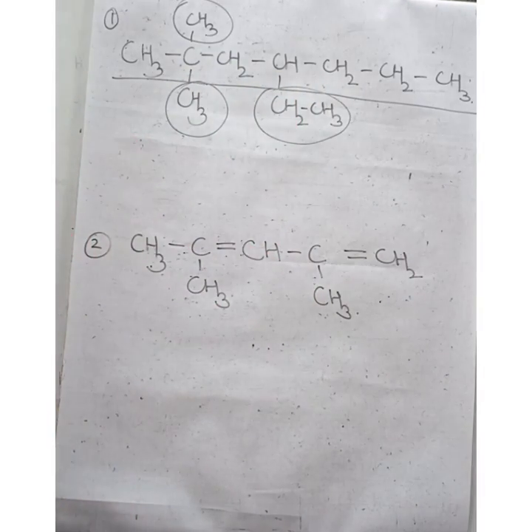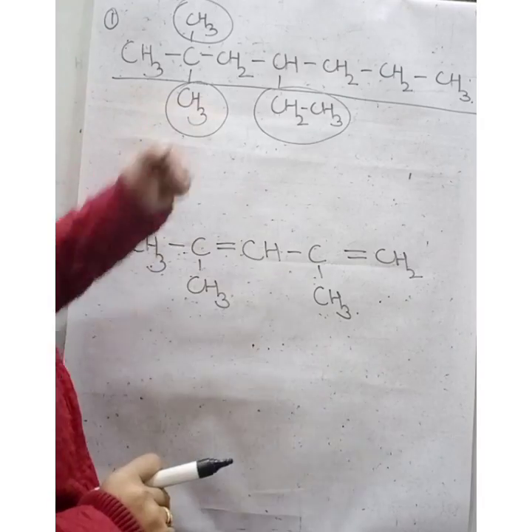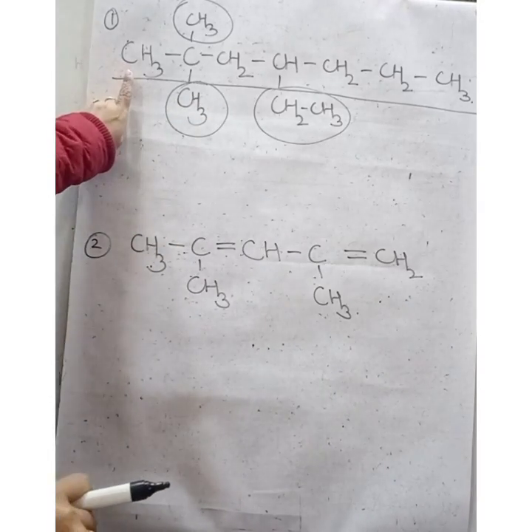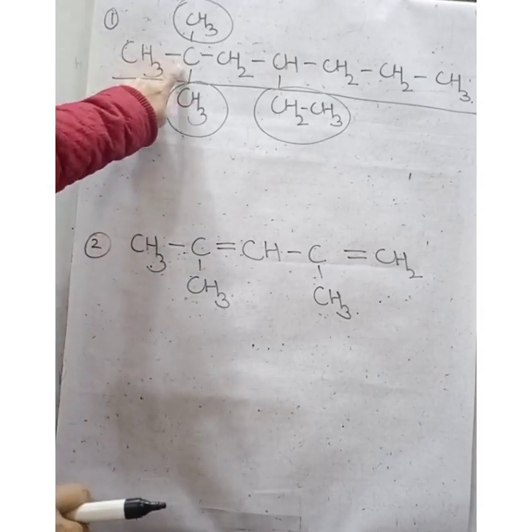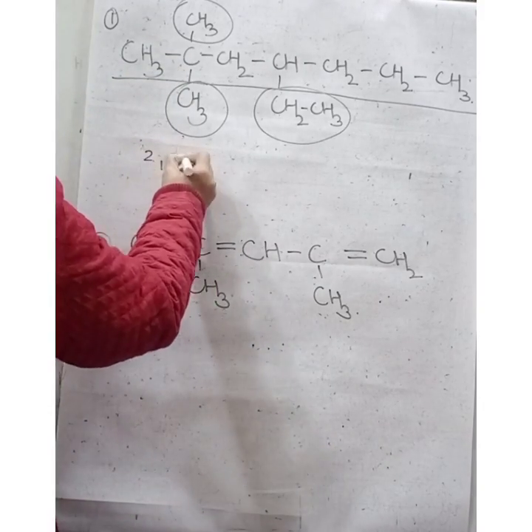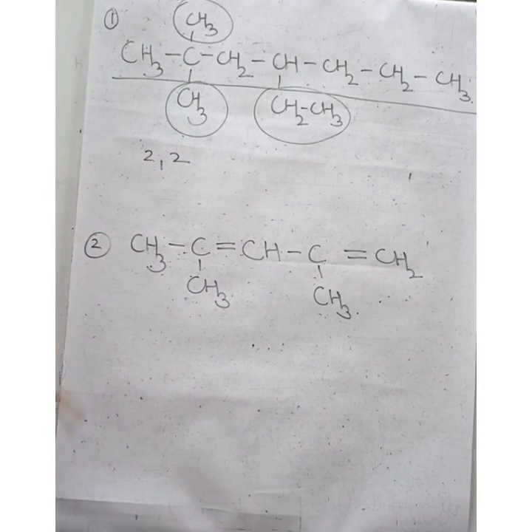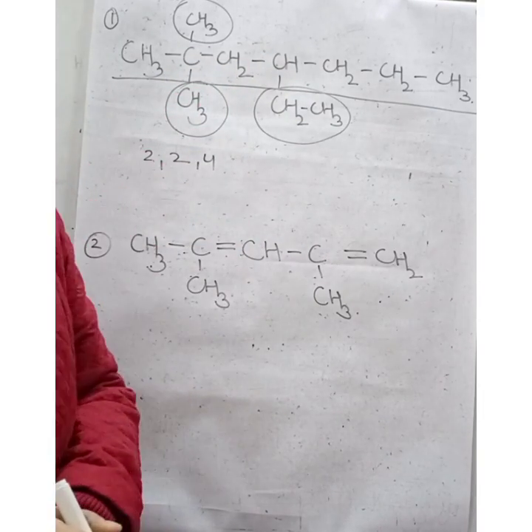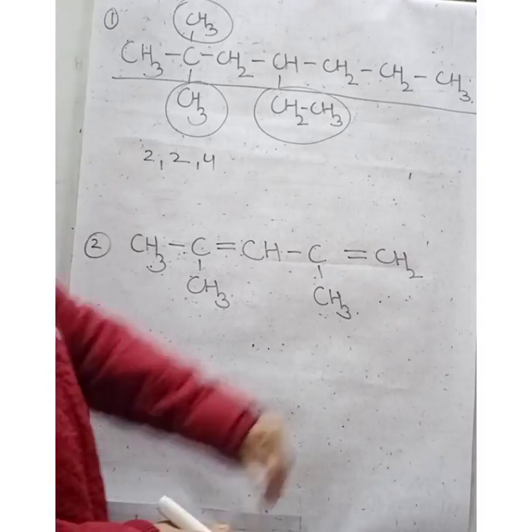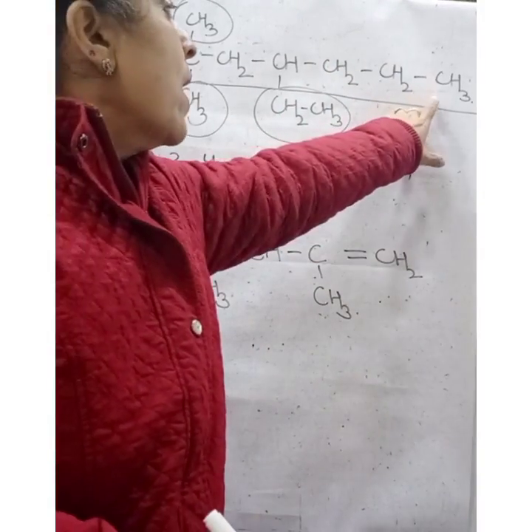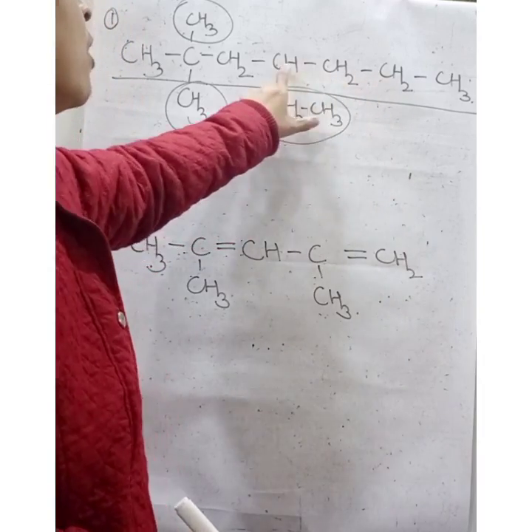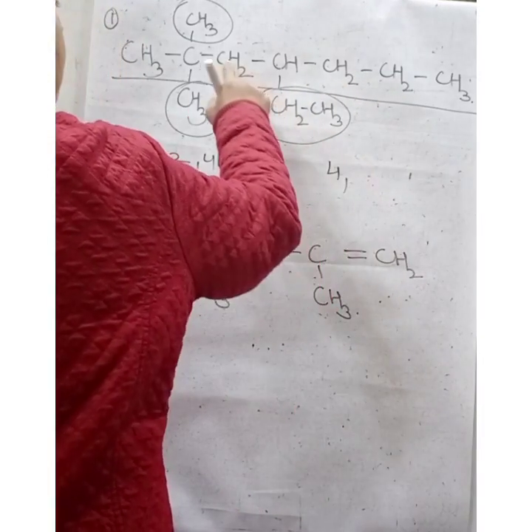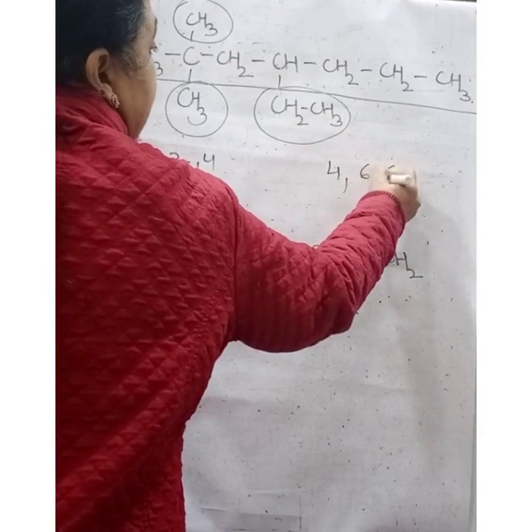Now the second rule says that number the carbon chain in such a way that the substituent gets the lowest number. If we number from the left hand side, you can see number 1, 2. That means at the second position, two substituents are present. So I have written 2, 2. 3, 4. So 2, 2 and at the fourth position, three substituent groups are present. If you number from the right hand side, 1, 2, 3, 4. Fourth position, 5, 6 and 6.